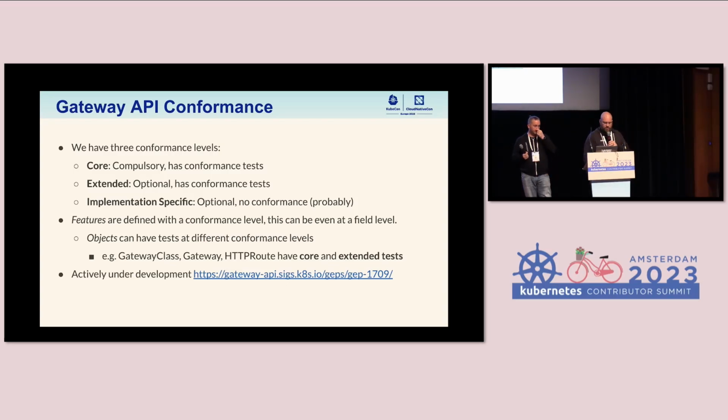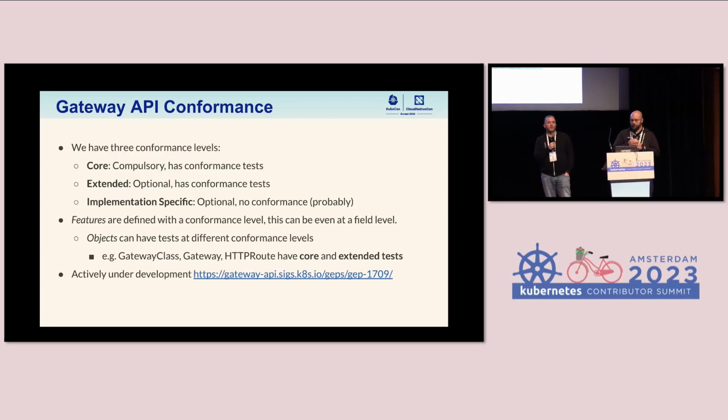So the features are defined with a conformance level. Each feature can have this. Objects can have tests at different conformance levels. So we have gateway class, gateway and HTTP routes. They can all have core and extended tests that you can opt into with features. And one thing I would say there is that core, extended and implementation specific is actually a dimension for implementers, more than users, right? It's relevant for users in the sense that if you want this extended feature, at some point we want to have a matrix that shows you the extended features, and you can see a tick for which implementations support that extended feature. That's the dream.